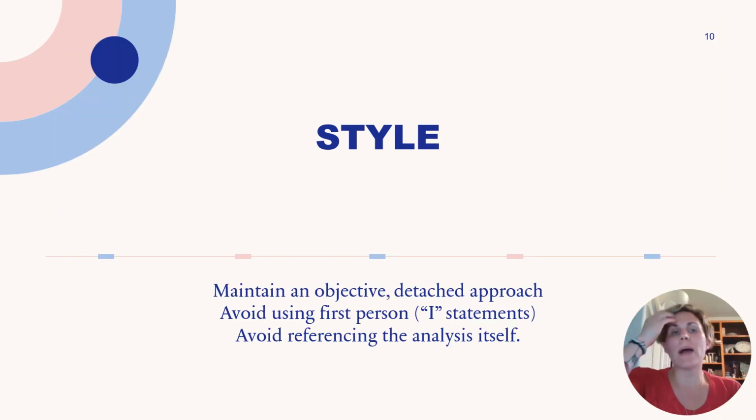And a quick note about style in a literary analysis too. Like with conclusions, the most effective style can also vary depending on the form the analysis takes. But in general, you want to maintain a somewhat objective, detached approach. A key way to do that is by avoiding first person. That means avoiding I statements.